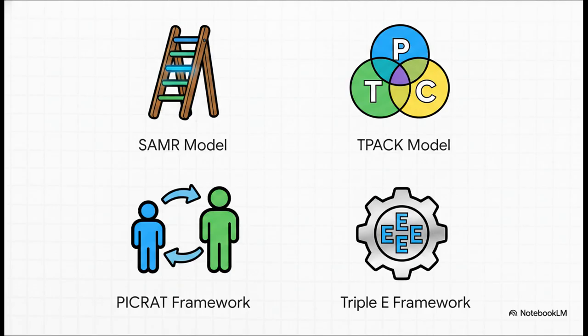The SAMR model asks if your tech is just a simple substitute for an old tool or if it's truly redefining what's possible in a lesson. The TPACK model is all about finding that sweet spot where your technology, your pedagogy, and your content knowledge all overlap. PICRAT gets you to think about what the student is doing. Are they being passive or creative with the tech? And the EEE framework is a quick gut check. Does this engage, enhance, and extend the learning? Each one gives you a really powerful lens to make sure you're choosing the right tool for the right reason.